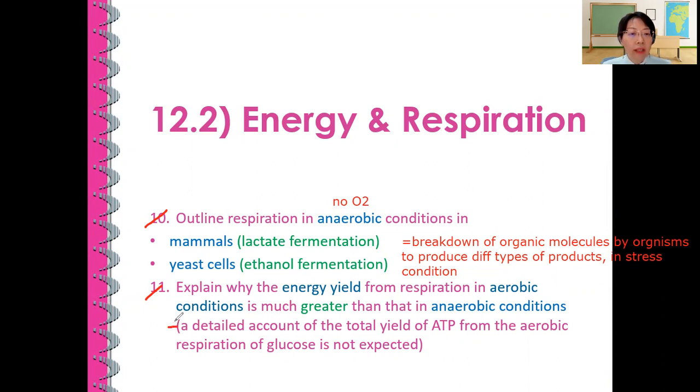So take note here that a detailed account, that means a count of the total yield of ATP from the aerobic respiration of glucose, is not expected. Like what I mentioned, it's not in the syllabus, but I need to show you the account of it so that eventually we can tell why it is 38 ATP from aerobic respiration. Why is it only 2 ATP from anaerobic respiration? Okay.